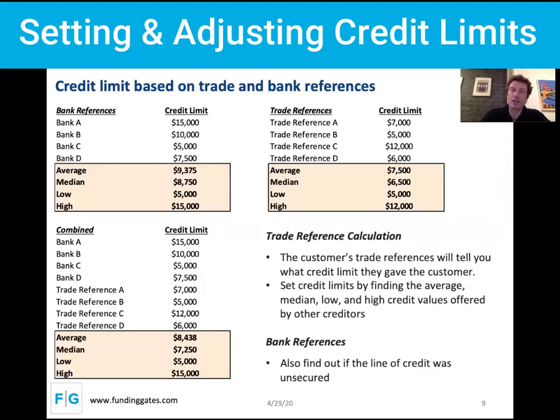Another way is to look at the trade references and bank references of the customers. You can call up the bank references, let's say it's 4 banks, and ask them how much credit they extended to this company. Then you can see what the average, median, low, and high are. Then for trade references, other suppliers and vendors, what their credit limit is to this customer. You can take the average, median, low, and high, and then combine banks plus trade references. You have a pretty good sense of the average, the median, low, and high. Again, this gives you a pretty good band on the credit limit range.